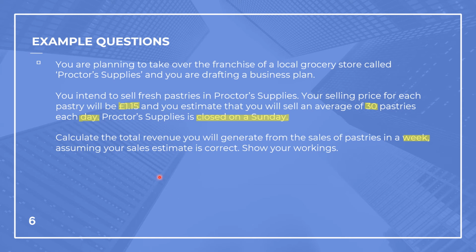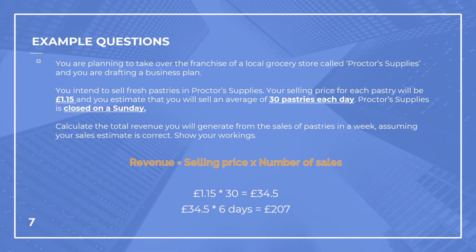So let's look at what our calculations will actually look like. So here you can see the formula. Revenue equals selling price times number of sales, and we just substitute our numbers into that formula. So 1.15 multiplied by 30 is £34.50. Our revenue for each day is £34.50. If the business is open for 6 days, then we do £34.50 multiplied by 6 days is £207 revenue per week.